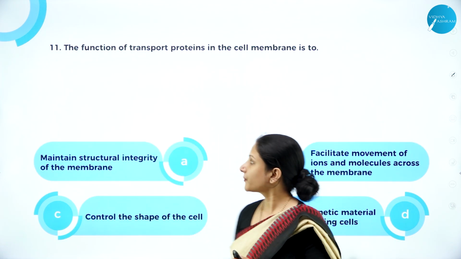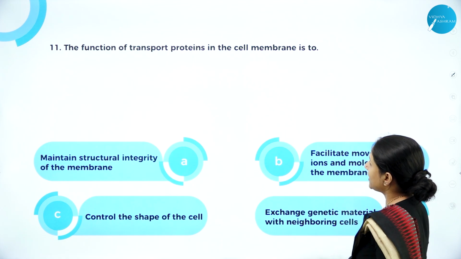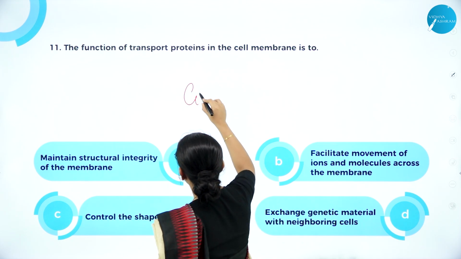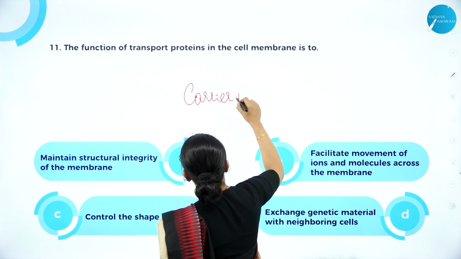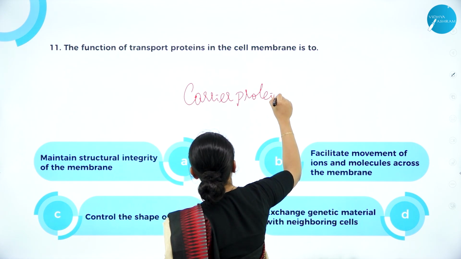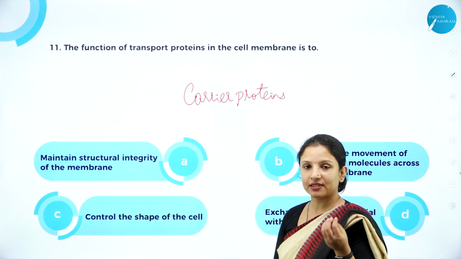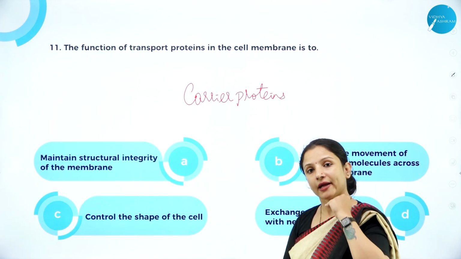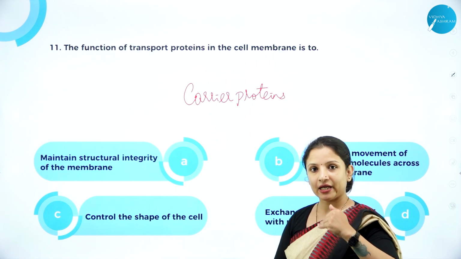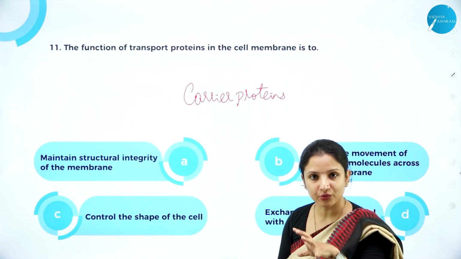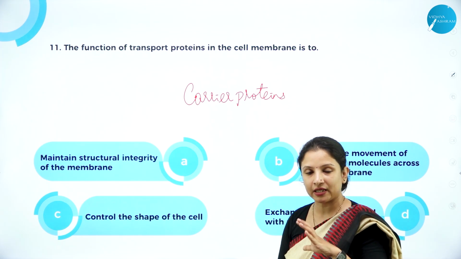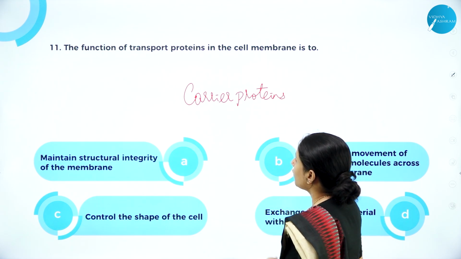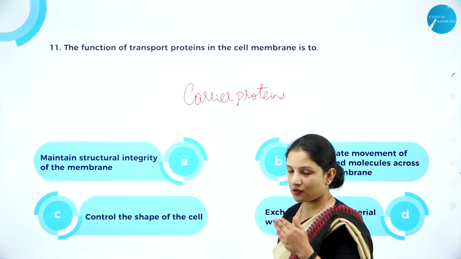So next question. The function of transport proteins in the cell membrane is to. So transport proteins can also be called carrier proteins. Sometimes there are certain substances which are very important and needed for the cell's function, but they cannot enter into the cell. It is at that time there are some carrier proteins or transport proteins present on the phospholipid bilayer that will actually help in the carrying of these particular substances. So what is the function of these transport proteins? That is the question about.